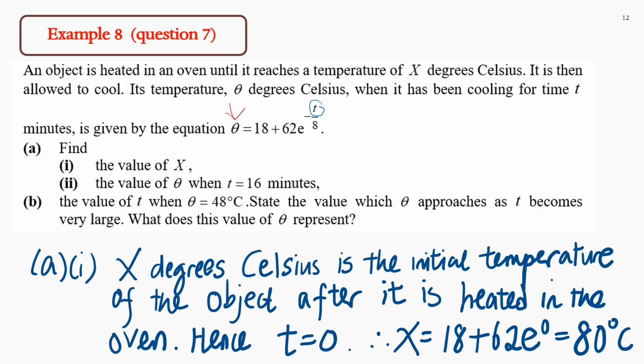Oh, so x is 80 degrees Celsius only. What kind of things do you heat to just 80 degrees Celsius? Oatmeal or something like that, maybe milk. Okay, so basically x is just the initial temperature of the object after it is heated in the oven. That means you just take it out from the oven, no? That is when t is 0.